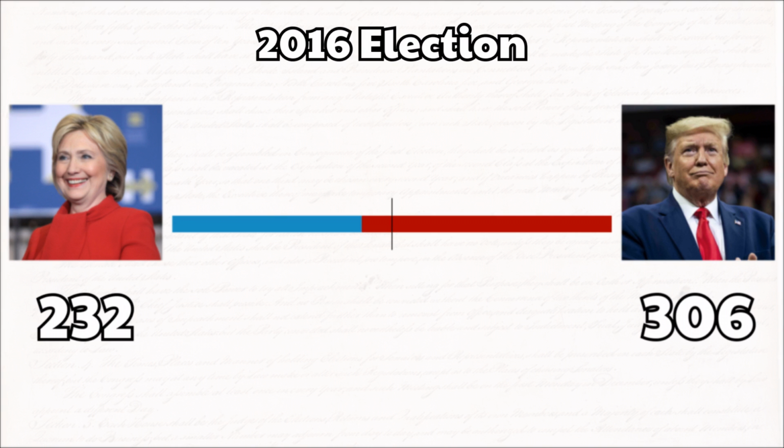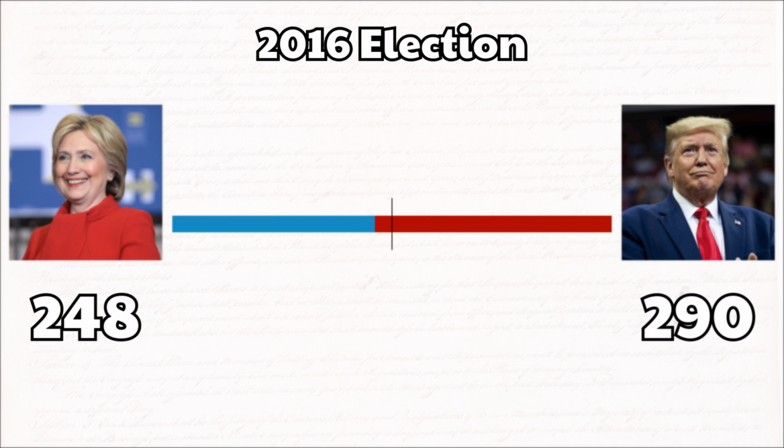Overall, the 2016 election would have swung from 232 versus 306 to 248 versus 290 if all states had used the congressional district method. While it does not change the outcome of the election, and Trump still wins the election while losing the popular vote, it is more fair and achieves better representation.